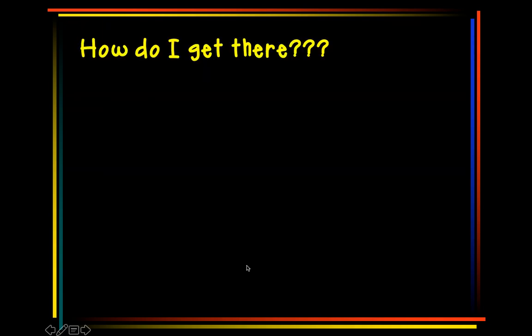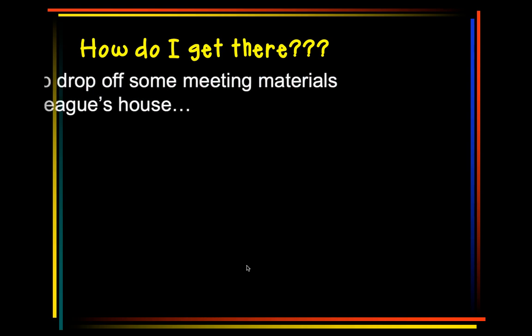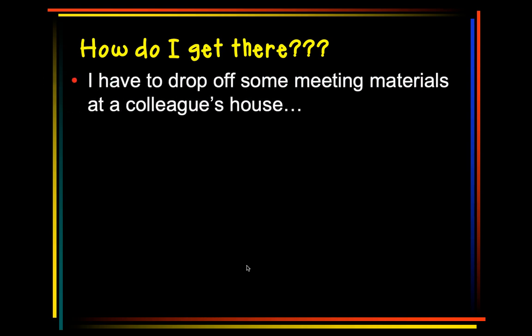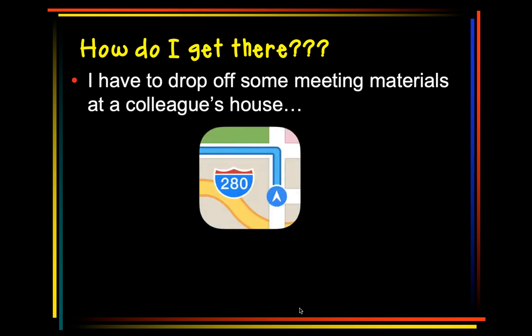All right. So to help you understand or think about this, I'm going to use an example. Imagine that I was just thinking about my day and I was like, hey, I have to drop off some meeting materials at a colleague's house, because we're all meeting at a distance, but there's something that they need for a meeting. So I'm going to go drop them off at their house. All right. Well, I've got this wonderful little map app on my phone. So that's going to get me there, right?